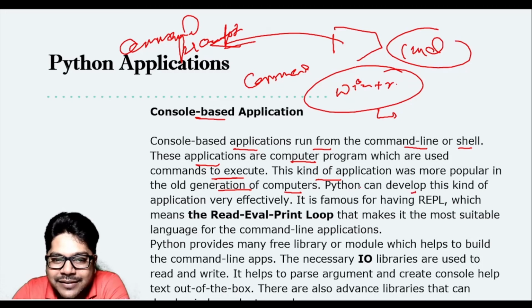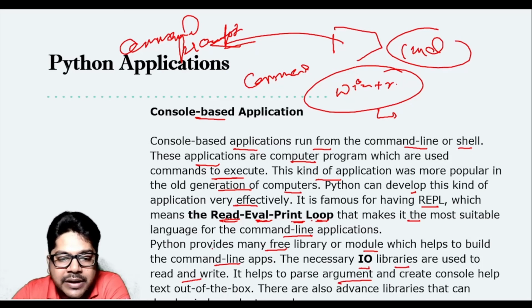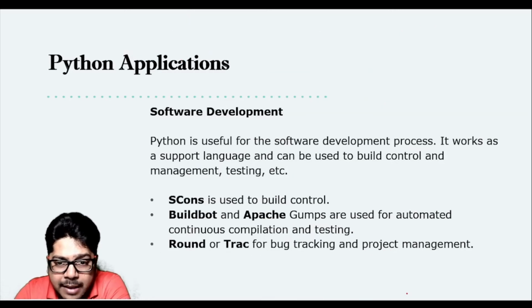So Python can develop this kind of application very effectively, and it is famous for having REPL, which means the read eval print loop. Okay, that makes it the most suitable language for command line applications. Read eval print loop, REPL. So Python provides many free libraries or modules which help to build command line apps. The necessary IO input output libraries are used to read and write, and it helps to parse arguments and create console help text out of the box. There are also advanced libraries that can develop independent console apps.